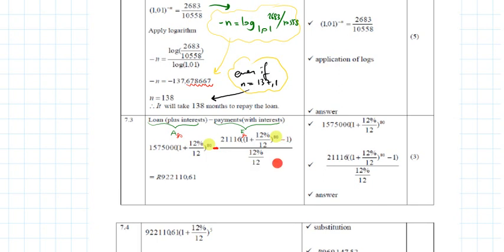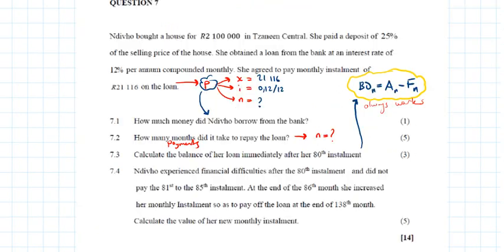Now, the question has a little bit more complicated condition. Why? After the 80th payment was made, she had some financial problems. She couldn't pay the 81st, 82nd, 83rd, 84th. So she missed how many payments? 5 payments. And then she will start paying from the 86th month. And then she will increase her monthly installments. Obviously, she has to increase if she wants to finish in the same duration.